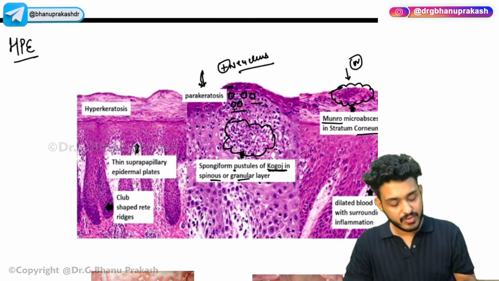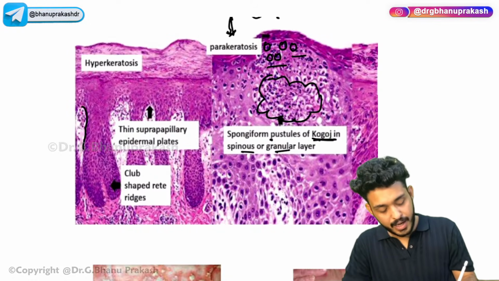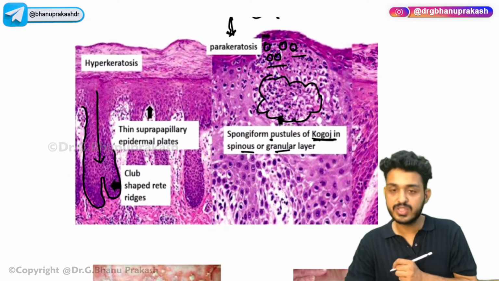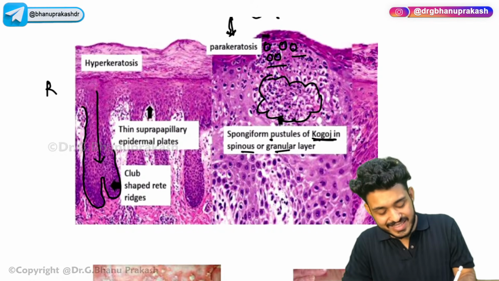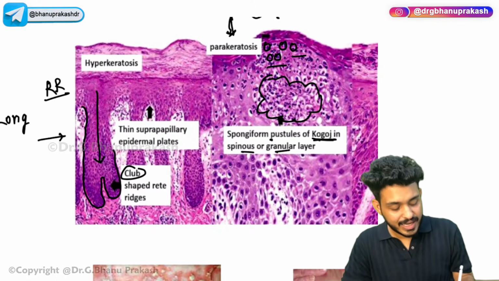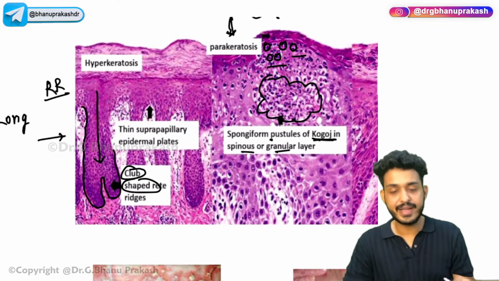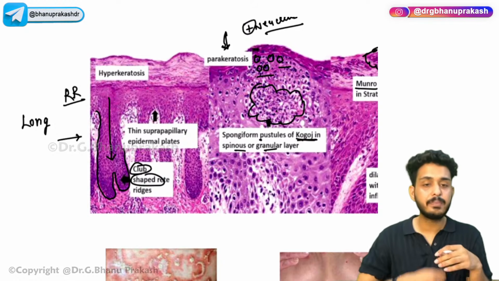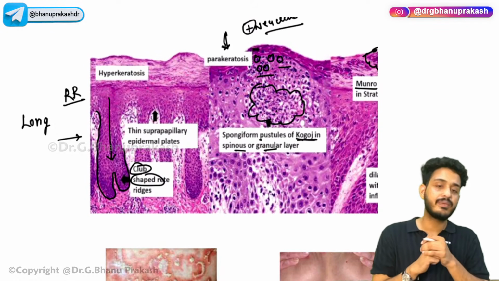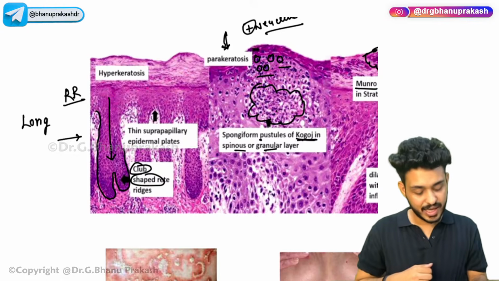Okay, apart from that, I have told you the part of epidermis which is going into dermis. This is the part of epidermis which is going into dermis. This is known as rete ridges. Okay, so here you can appreciate long rete ridges. Okay, long club shaped rete ridges you are finding. Okay, so these are the particular findings on the basis of which we are identifying that the patient is having psoriasis. Okay, this is for the diagnosis purpose also.